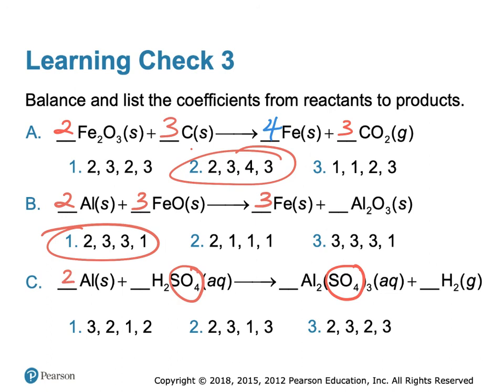Okay. My sulfates are not balanced. I need to put a 3 in front of the dihydrogen sulfate, or the sulfuric acid. Now my hydrogens are not balanced, so I need to put a 3 in front of that H2 gas. So now I'm balanced and my coefficients are 2, 3, 1, 3. So that is choice 2.